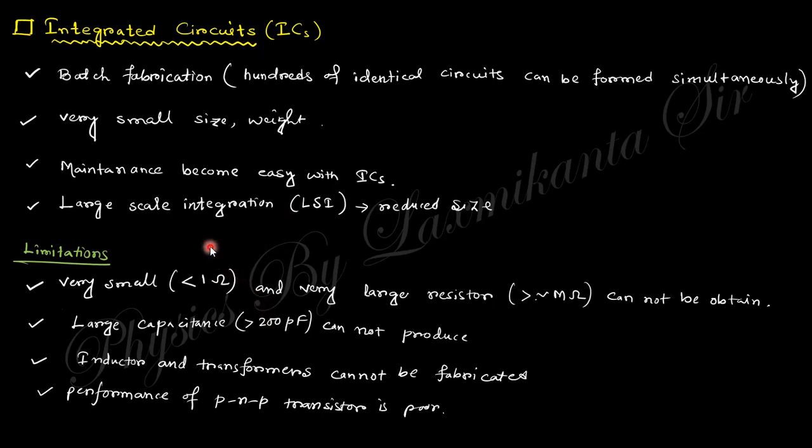But there are some limitations. How? Very small resistance, that is less than 1 ohm, or very large resistance, that is greater than a few mega ohm, cannot be obtained by an IC. Large capacitance cannot be made. Importantly, inductors and transformers cannot be fabricated using an IC. And the performance of a PNP transistor is very poor. You know, there are two types of transistor, NPN and PNP. NPN transistor is okay in the case of an IC, but in the case of PNP transistor, the IC is not okay. So this is a brief account of the IC.